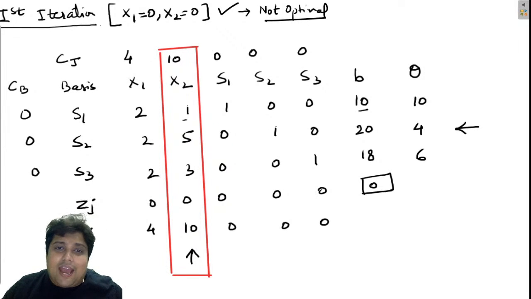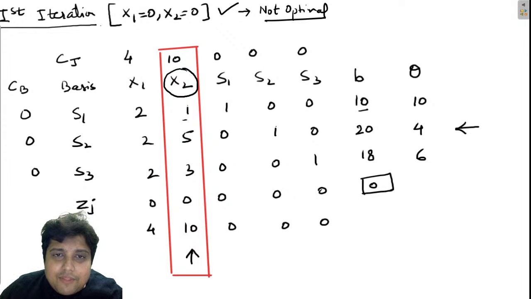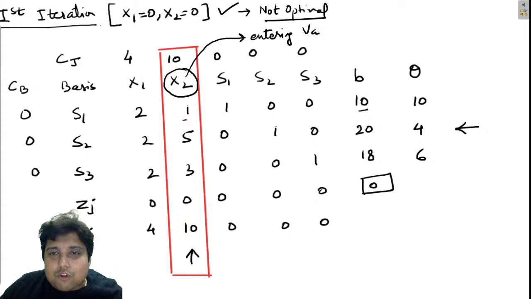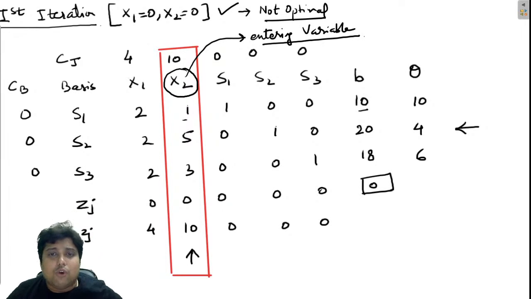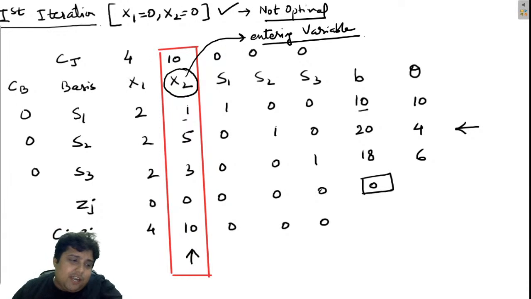So right now we have selected the entering variable. So x2, my friends, has become the entering variable. Let me write that for you. X2 has become the entering variable. For those who are joining this session, this is a great opportunity for you to understand the simplex method with the help of this question. So stay tuned, my friends.